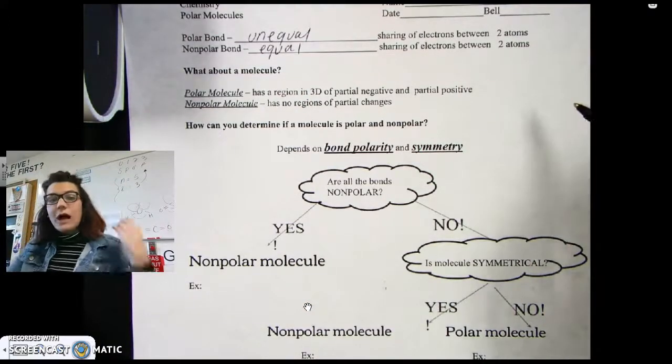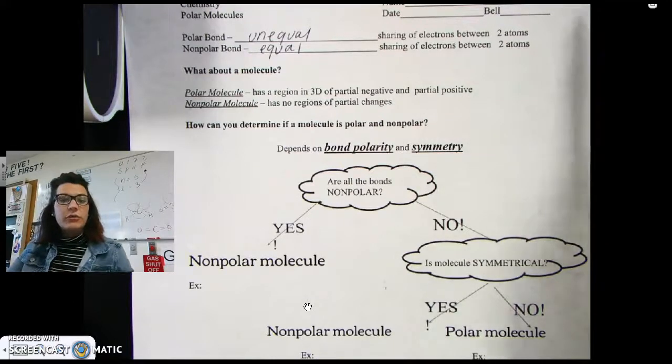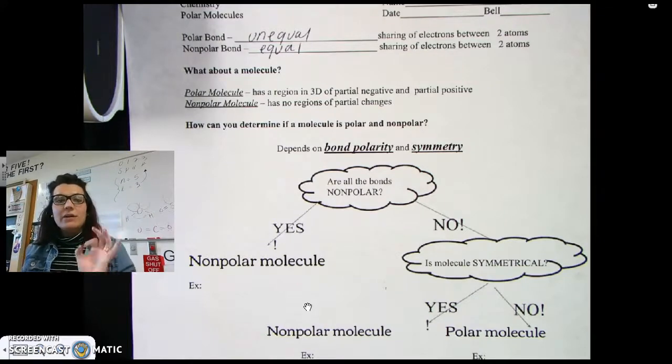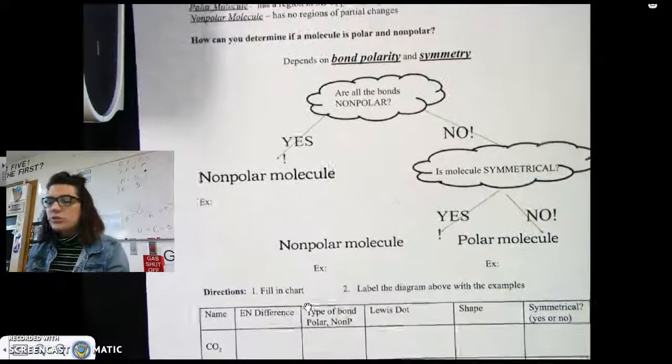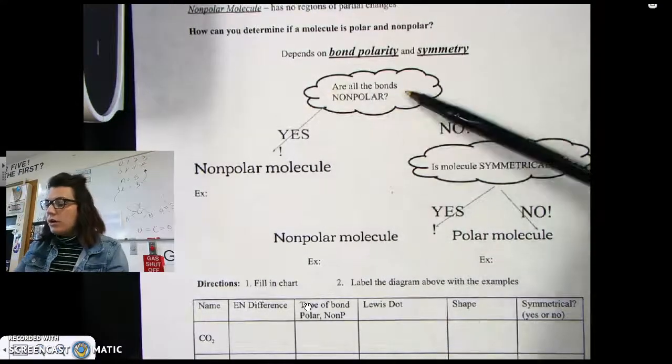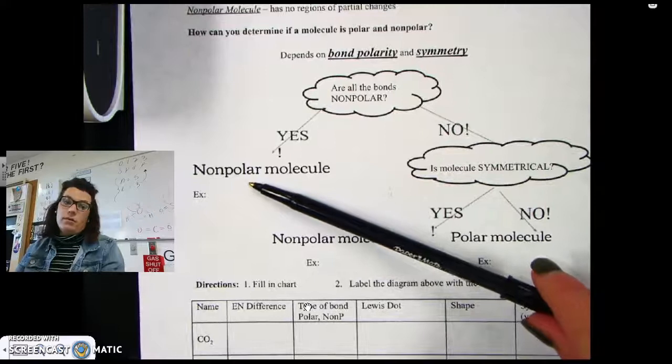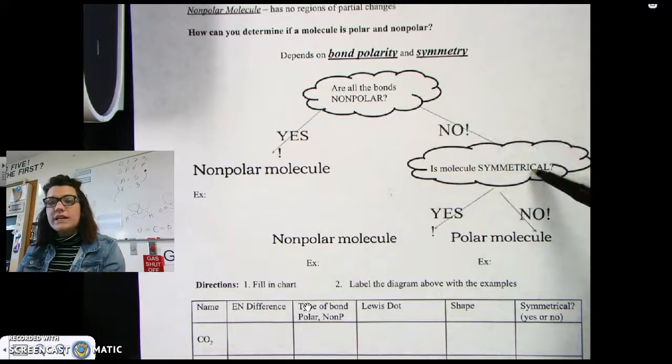So a polar molecule is going to have a region in a three-dimensional type of space, think of our ball and stick models, with a partial negative and a partial positive, where a nonpolar molecule is going to have no region of charges at all, okay? So not only does it depend on the bond polarity, but it also depends on the symmetry of the molecule. Okay, so the first question you need to ask yourself, are the bonds nonpolar? If the answer is yes, that's easy because the molecule is going to be nonpolar. Okay, if the answer is no, we need to ask ourselves one more question. Does the molecule have symmetry?